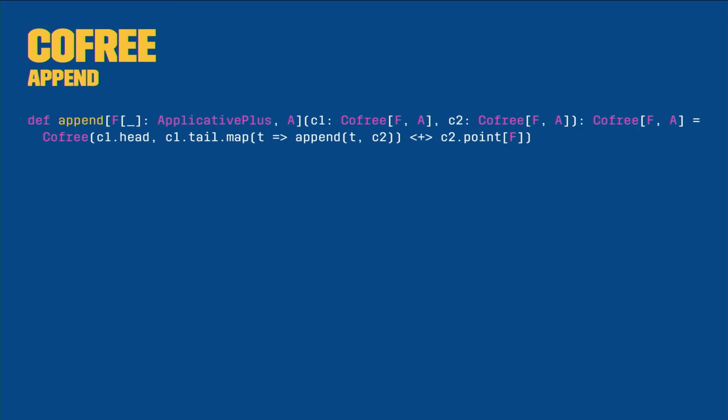All right, so what can we do with this? Well, one of the things that we can do with streams is we can append one stream to another. That makes sense, right? If the first stream is finite, then it makes sense to append something else to that stream. And it turns out you can implement append by requiring your F not only be a functor, but be something called applicative plus.